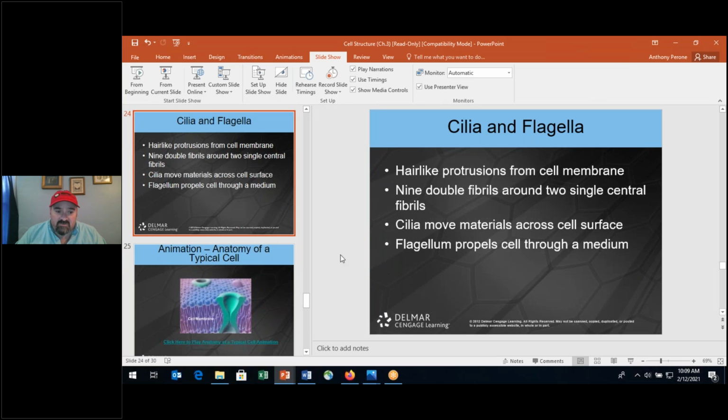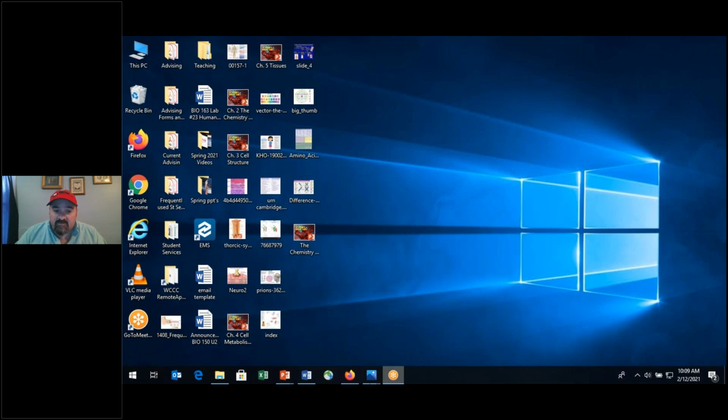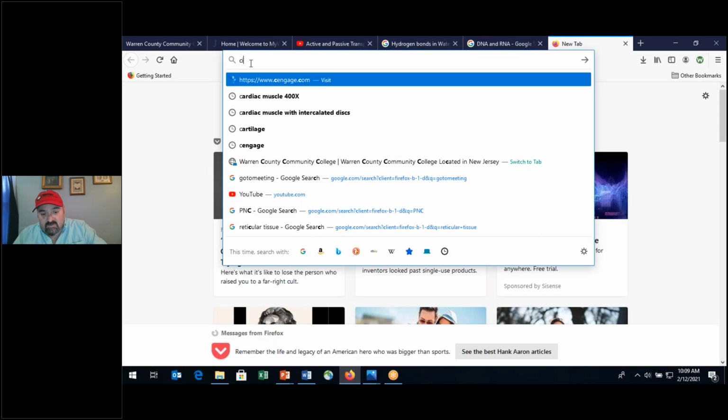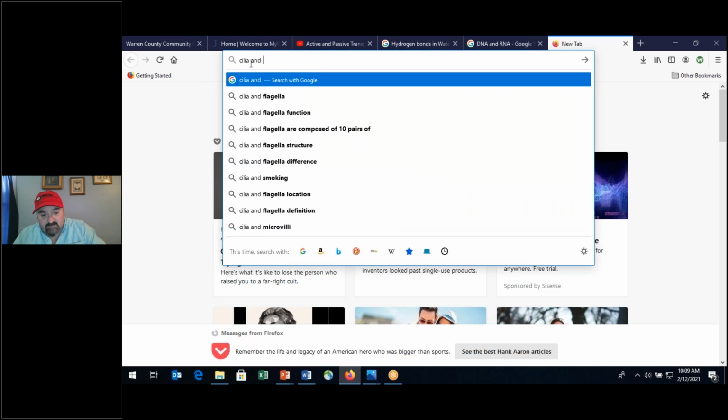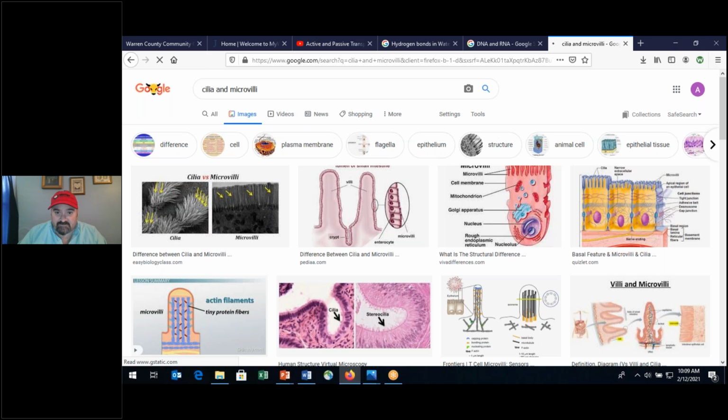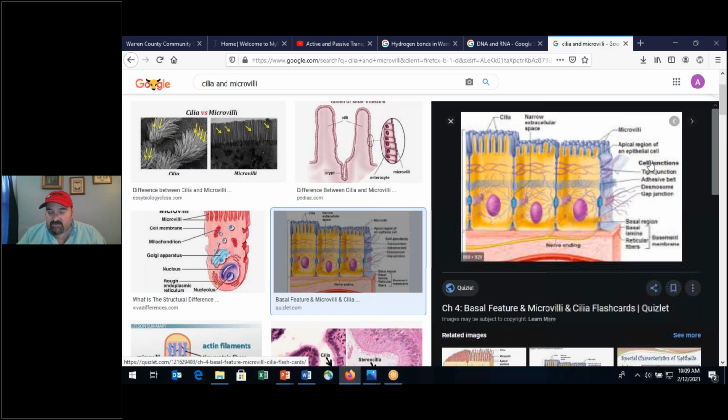Let me just show you an image of cilia. Right, so cilia and microvilli. This is a good image here. What you're seeing here is that cilia are on the surface of the cell. Here's the cell, that's the nucleus of the cell. Here's the cilia. Here are these microvilli. Microvilli allow for an increase in surface area of the cell. They allow for absorption. So in the digestive system, that would be important, to absorb nutrients.